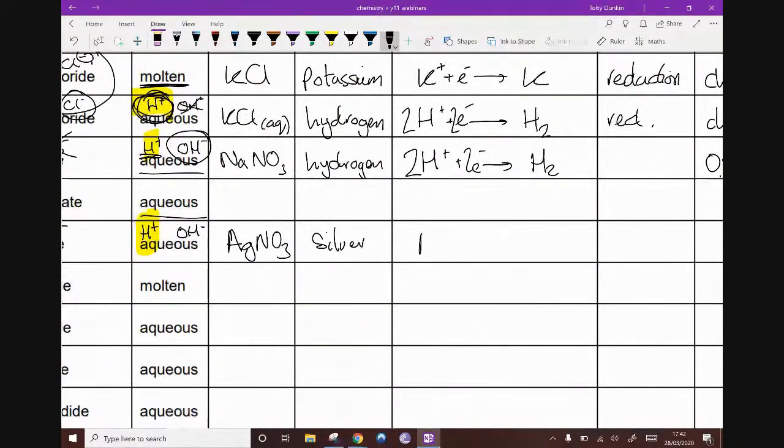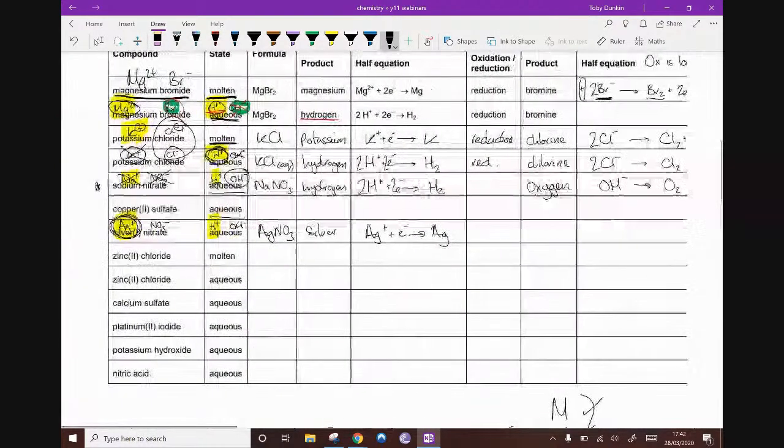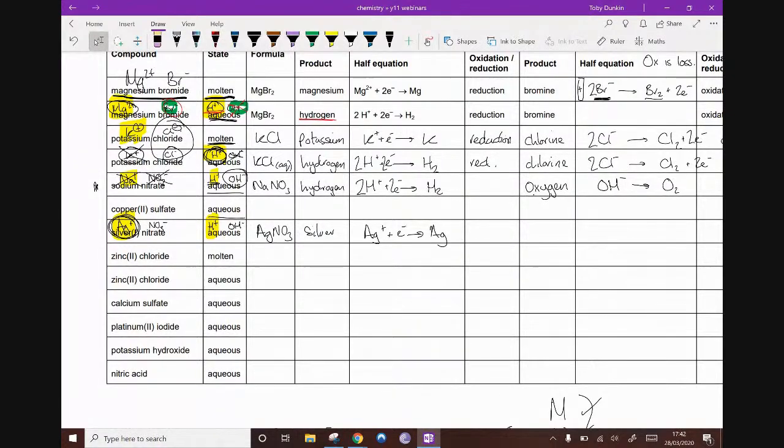And what's going to happen? The Ag+ is going to form silver metal, and it's just normal balancing. And then I'm going to add an electron. Which side? On the positive one. How many? Just one, and I'm done. This gets easier and easier the more you do this, I promise.